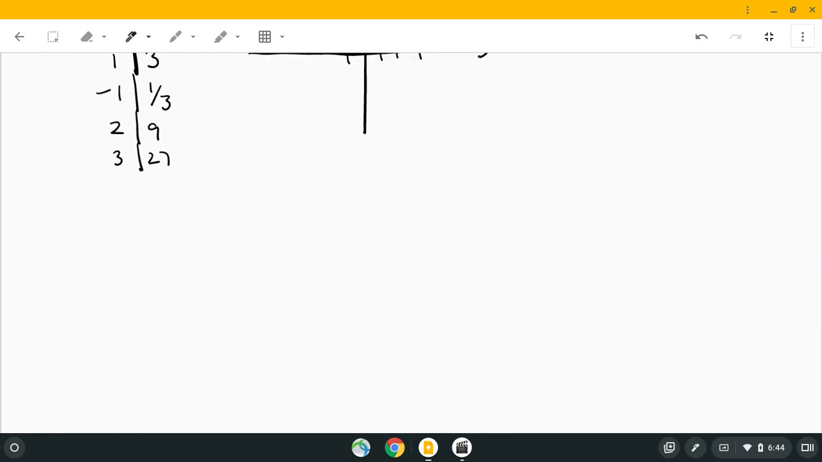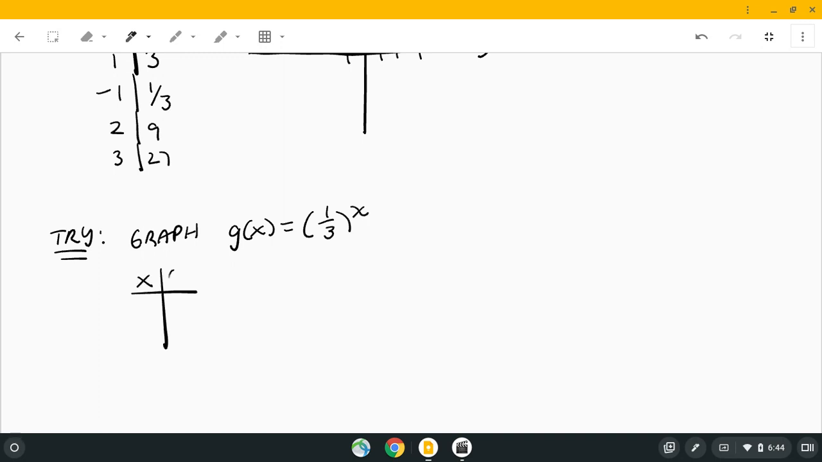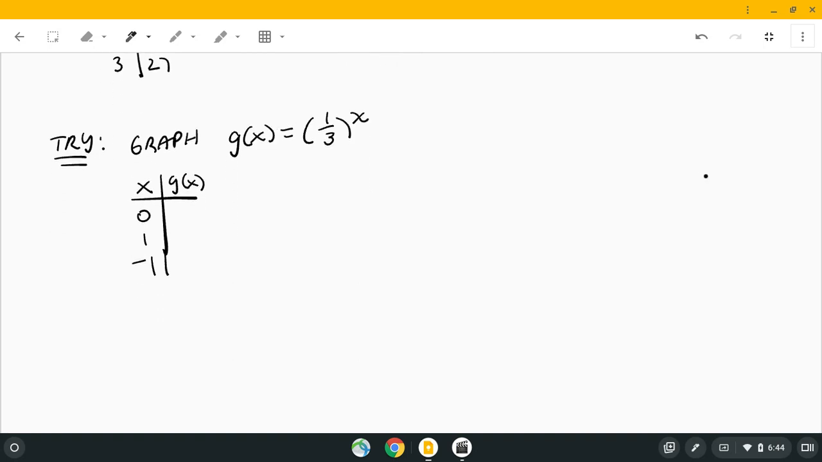So go ahead and try graphing this, making your table of values. What are good values to choose? 0 is good, 1 is good, -1. Those three are my favorite, but you can always choose whatever you want. Go ahead and plot this one and see if you get the same thing that I do.